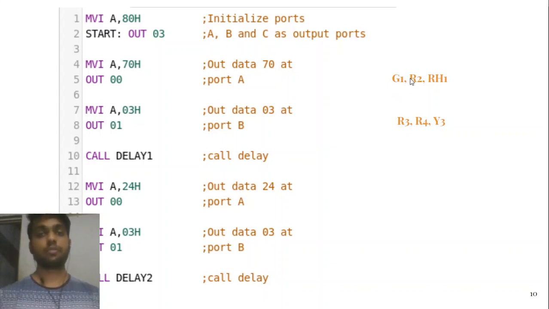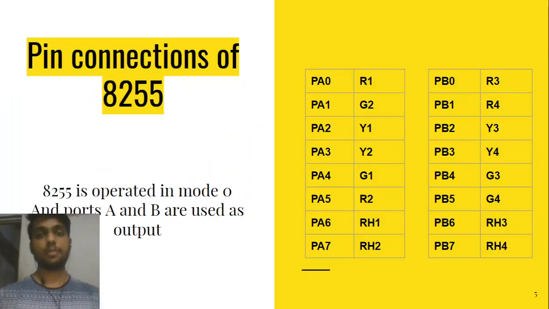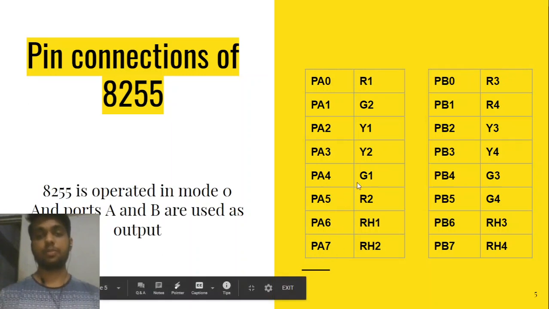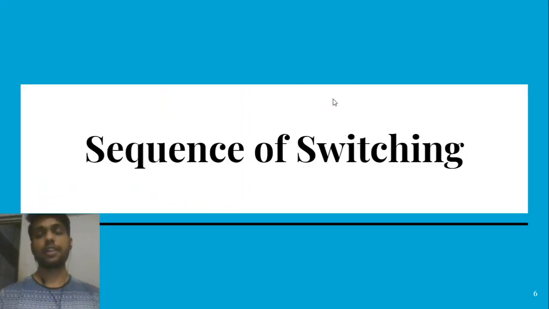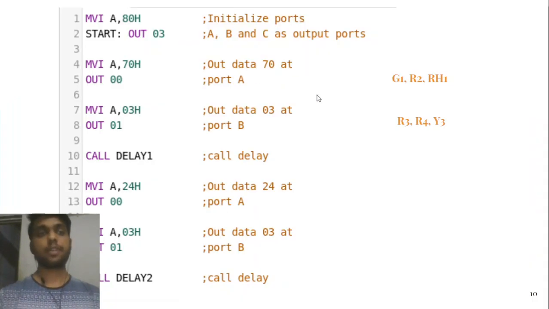For this particular operation, glowing G1, R2 and R H1, we'll convert this operation into its hexadecimal form from the table here. So we know that it was G1, R2 and H1, so 1, 1, 1 and all other bits are 0. So these 4 bits convert to 7 and 0, 0, 0, 0 is 0, resulting in 70. That's why we are feeding 70 into A, and 0, 0 is port A and 0, 1 is port B. So this 70 is transferred to port A.